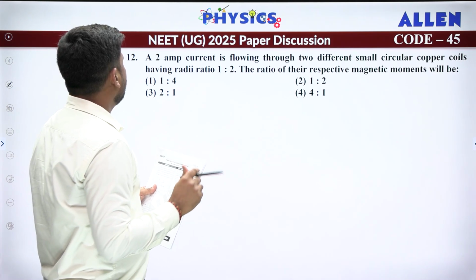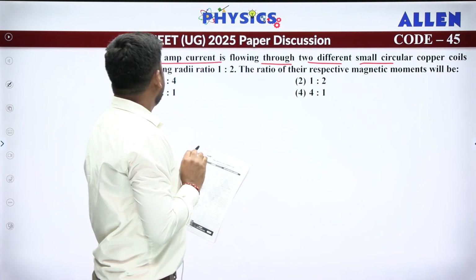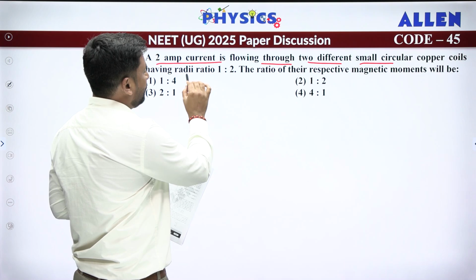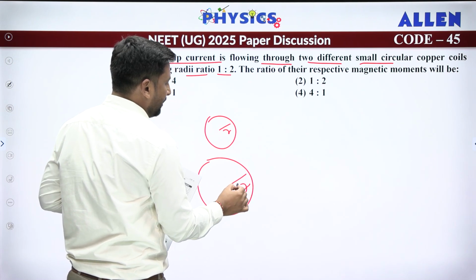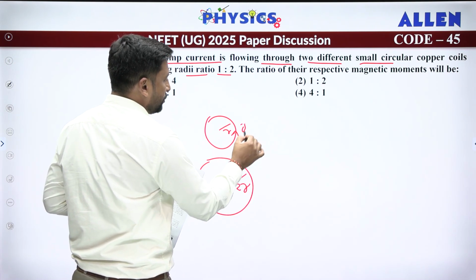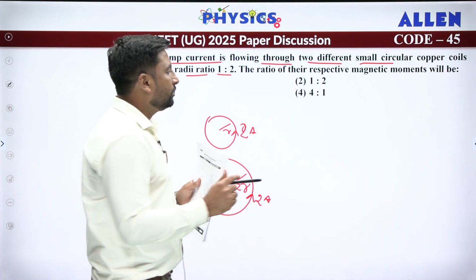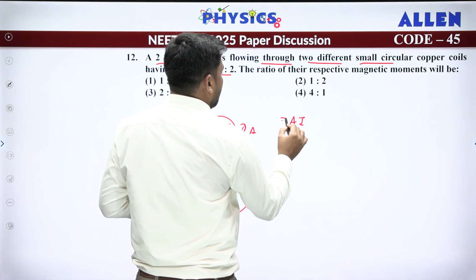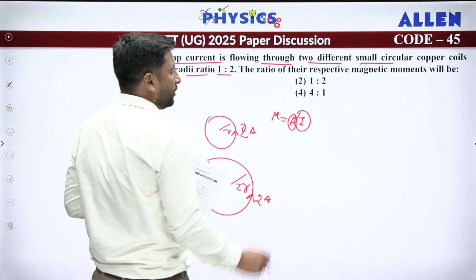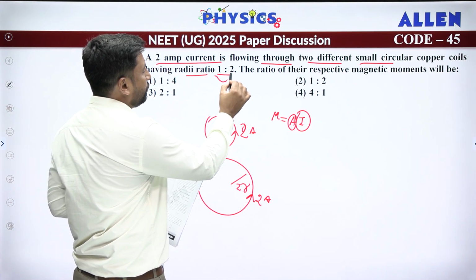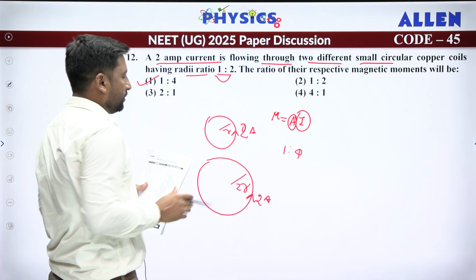Now let's move to the next question. They are saying that 2 ampere of current is flowing through two different small circular copper coils having radii in the ratio 1:2. So one has radius R, then another has radius 2R. The current in both is the same, 2 ampere here and 2 ampere here. Now we have to find the ratio of magnetic moment. We know that magnetic moment is area into current, IA. I is the same, so we just take the ratio of their area. When the radii are in 1:2 ratio, area will become 1:4 ratio. That is what is asked here. So option 1 is correct for this, 1:4.